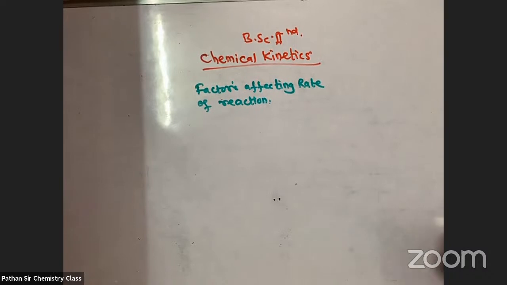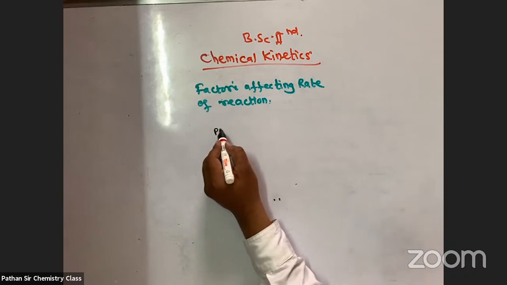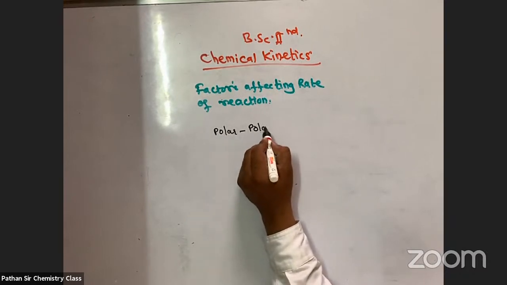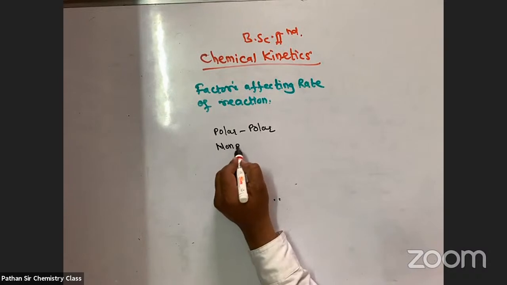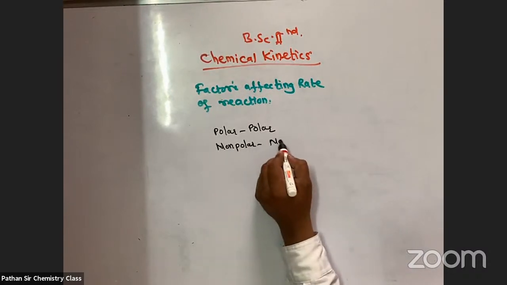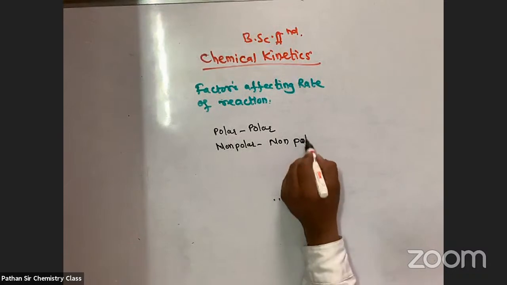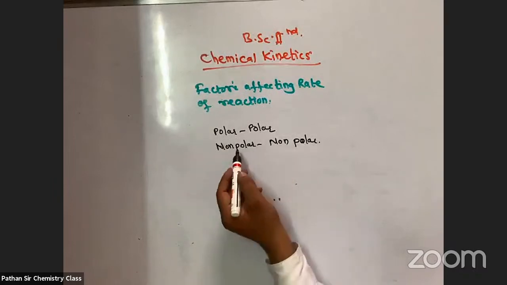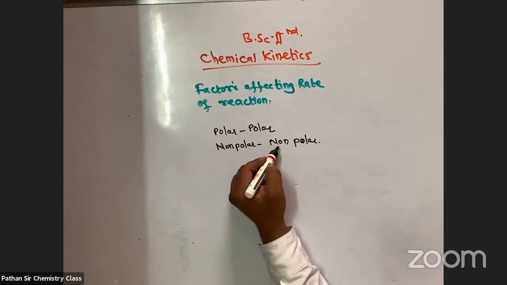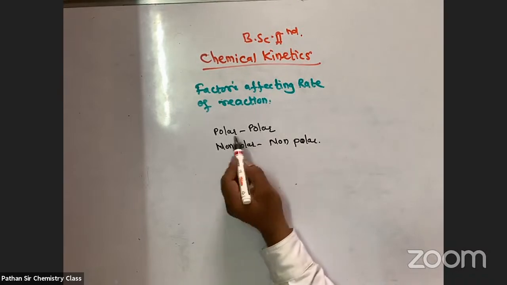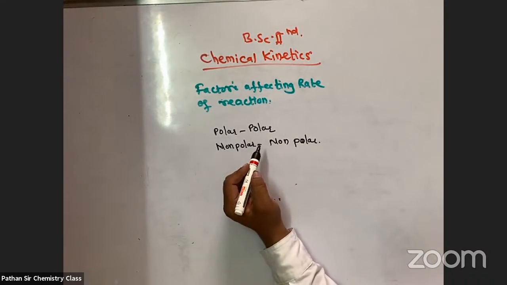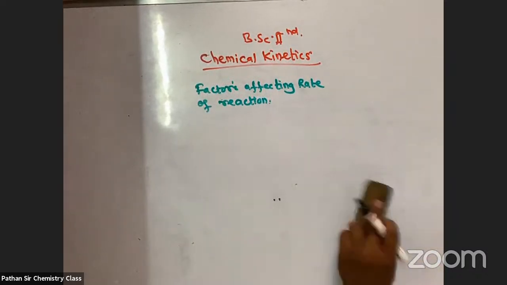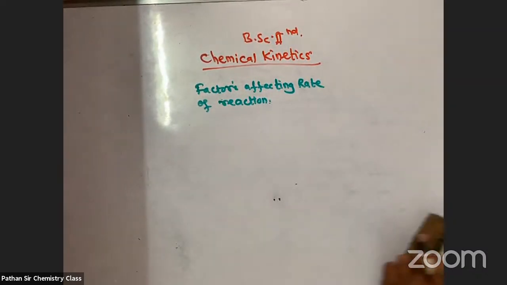The next was solvent. If you are using a polar solvent and the product is also polar, rate of reaction increases. And if you are using a non-polar solvent and the product is also non-polar, then rate of reaction again increases. So like dissolves like. But if you have a polar solvent and a non-polar product, rate of reaction decreases, and vice versa. Let us go to the next point. The last was catalyst. If you are using catalyst, the rate of reaction increases.